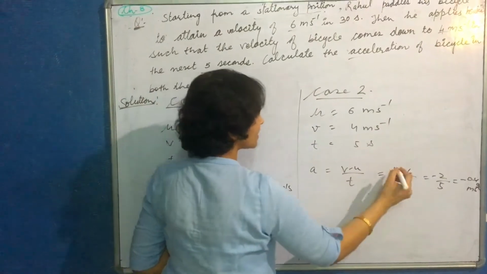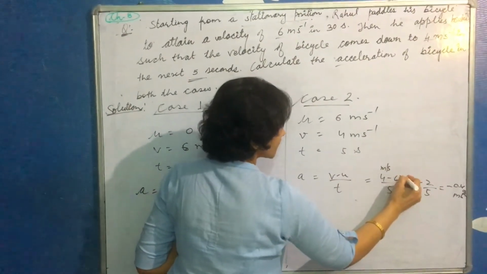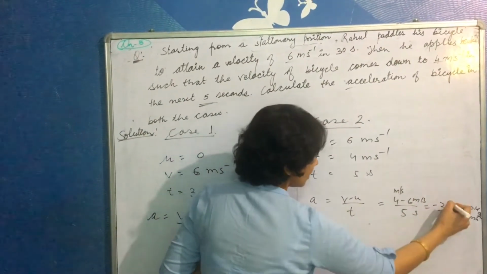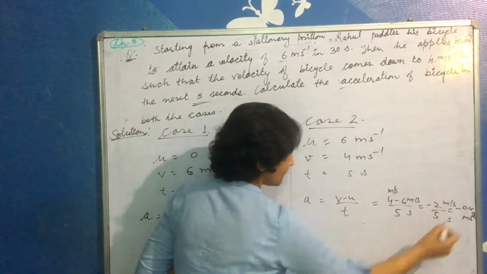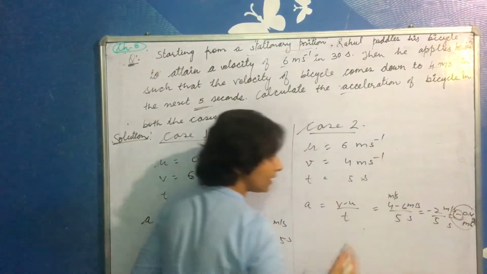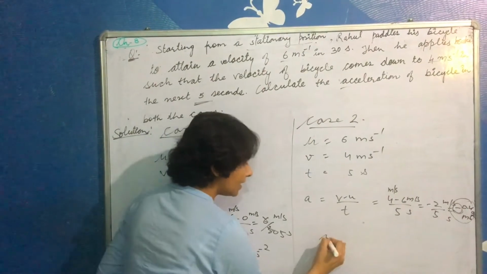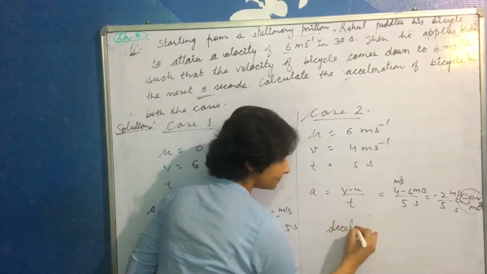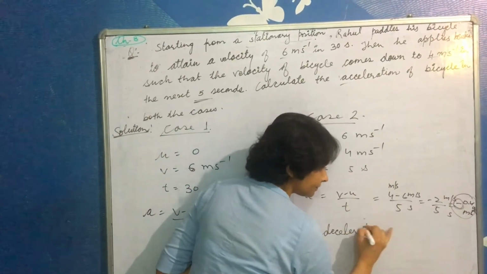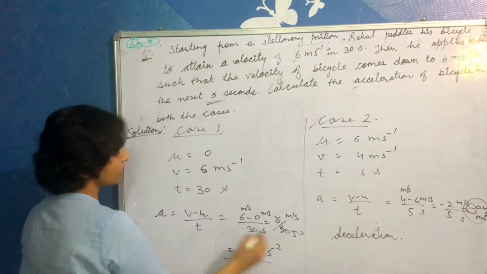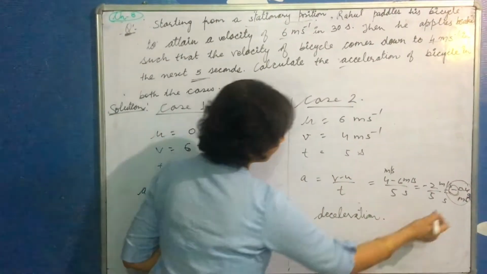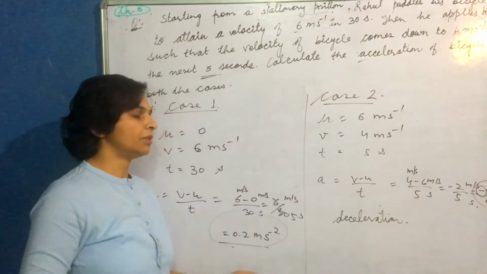Again the units will remain the same. Meter per second in second. Meter per second upon second. See here, minus signifies deceleration. Alright, so here acceleration is 0.2 meter per second square, while here deceleration is 0.4 meter per second square.